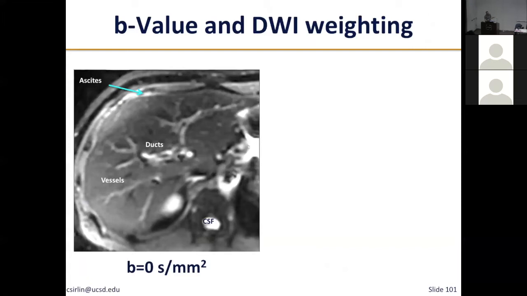There are blood vessels that are bright. There are bile ducts that are bright. The cerebral spinal fluid is very bright. So a lot of things are bright when the b-value equals 0. Now, can anyone see the metastases in this patient's liver, or can anyone see the lymph nodes in the porta hepatis? Pretty difficult to see them, right?